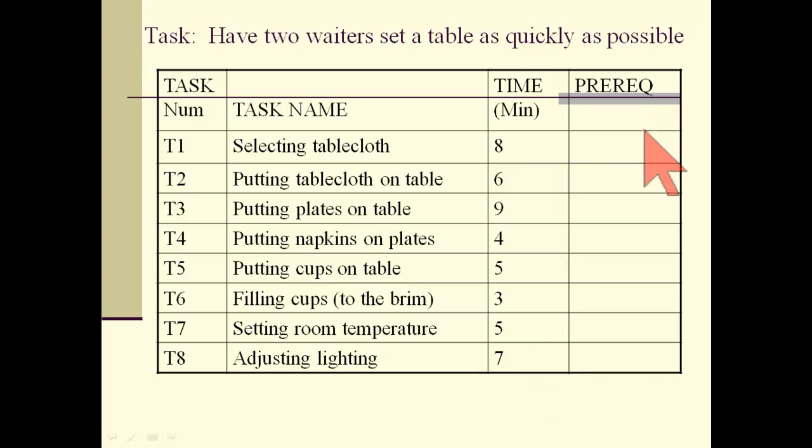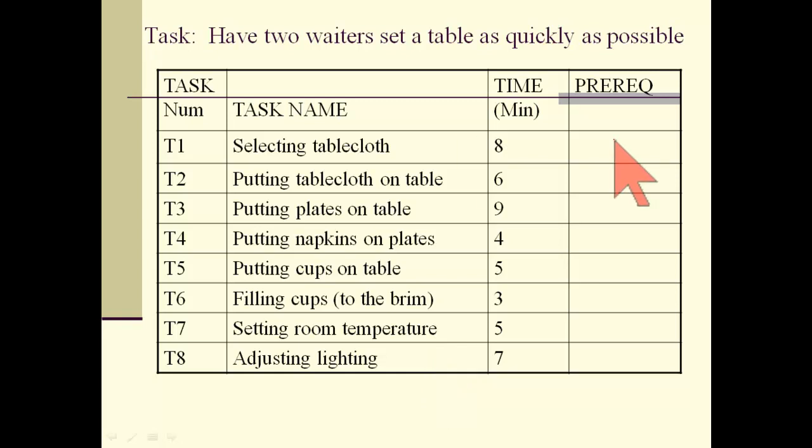And now here's an important column, prereq or prerequisite. Some of these tasks need to be done before others can be done. And we need to capture that information exactly for this to be a well-defined problem. Alright, let's analyze them one at a time. The tasks are selecting the tablecloth, putting it on the table, putting plates on the table, putting napkins on the plates, putting cups on the table, filling the cups to the brim, I say, setting the room temperature, and adjusting the lighting.